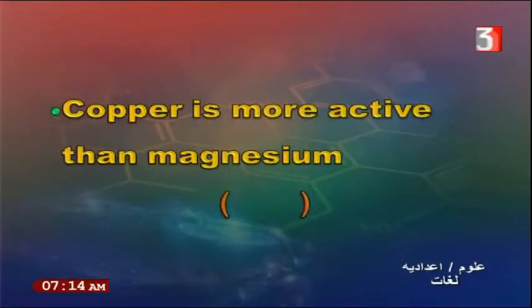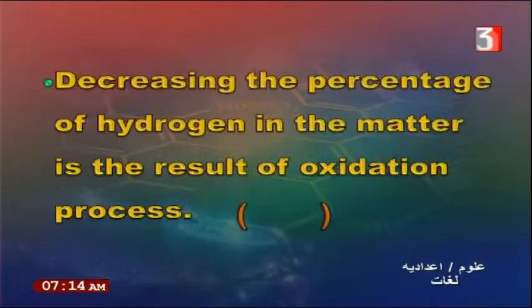Copper is more active than magnesium in the activity series. It is a wrong statement because magnesium is in the front of the chemical activity series. Decreasing the percentage of hydrogen in the matter is the result of the oxidation process. It is a correct answer. Or increasing the percentage of oxygen in matter is a correct statement also.